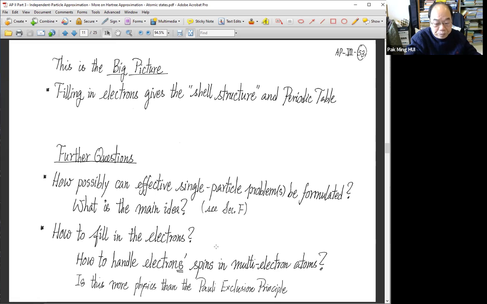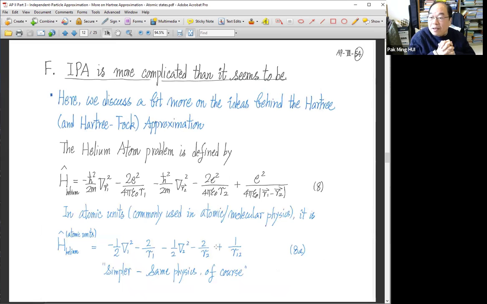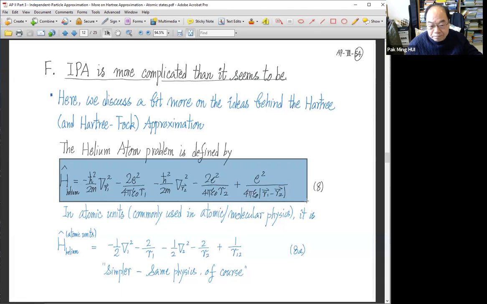So now I would like to backtrack again, back to where we were at the beginning of today's class, the Hartree-Fock thing, okay? And then I will show you some results of helium and the other atoms. So just to remind you what we have done under the helium atom. This is the helium Hamiltonian.